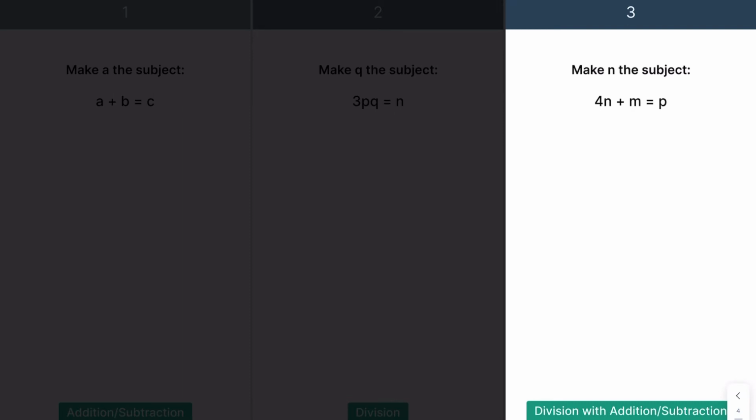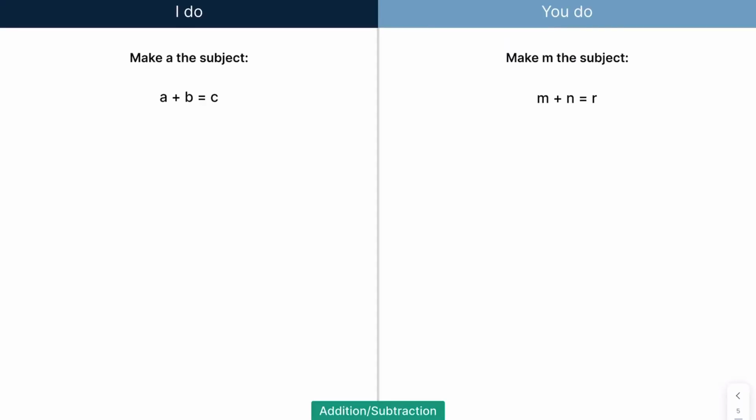It is worth noting that there are two parts to this topic. This is the grade 3 version. There's also a grade 7 version, which will be called subject of a formula with harder examples. The way my videos work, I'm going to do the example on the left, which is I do. You are then going to press pause and have a go at the example on the right, which is you do. So the first question here is asking us to make A the subject of this formula.